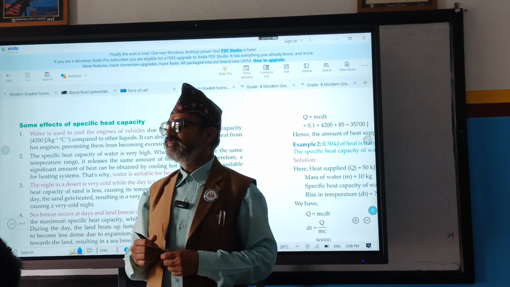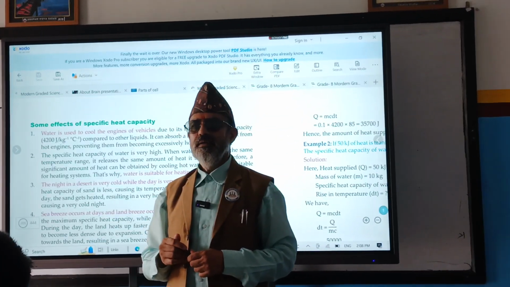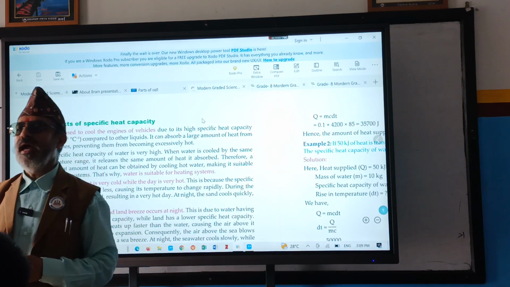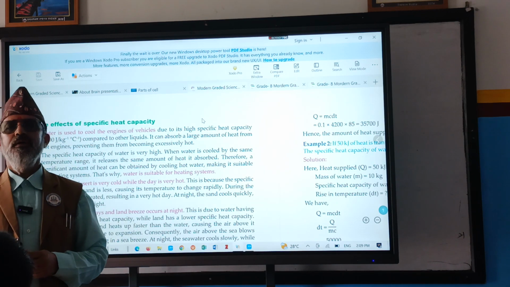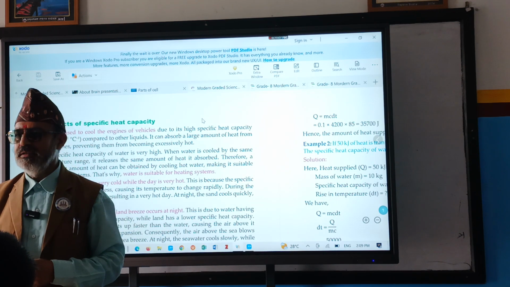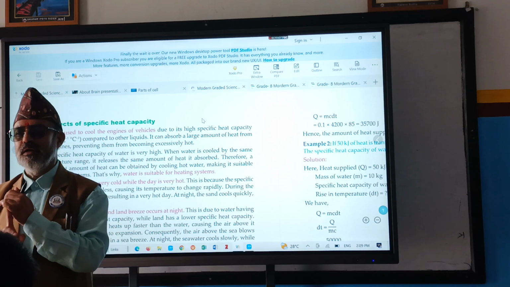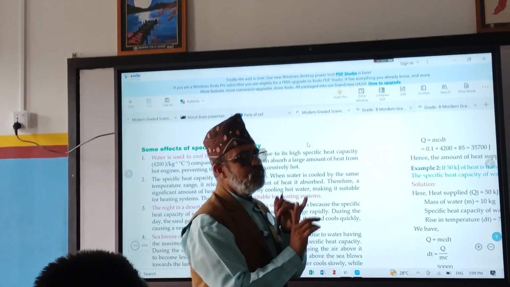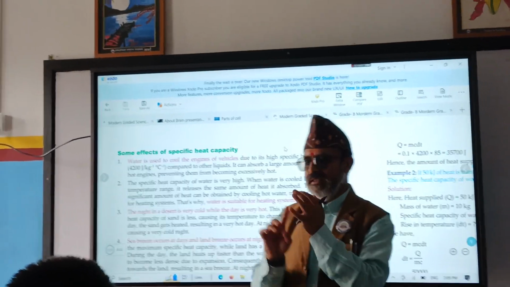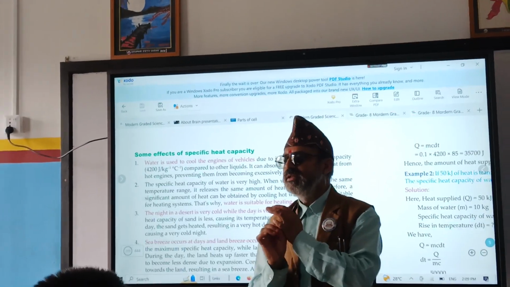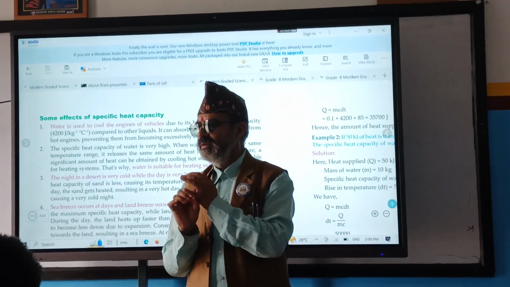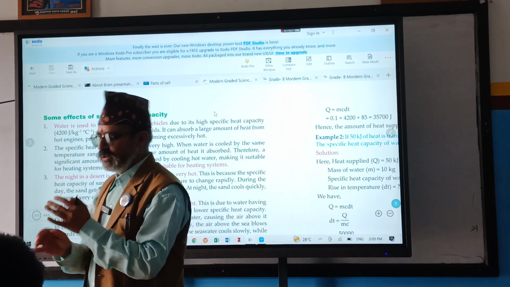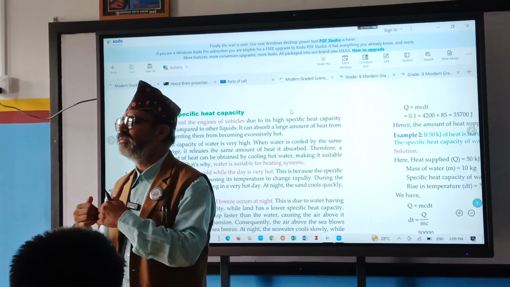And the next thing, that is the advantage of having high specific heat capacity. It is used to cool the engines of vehicles. Not only that, because of more specific heat capacity, water can be used in hot bags. Why is it used in hot bags? To get heat for a longer period of time.